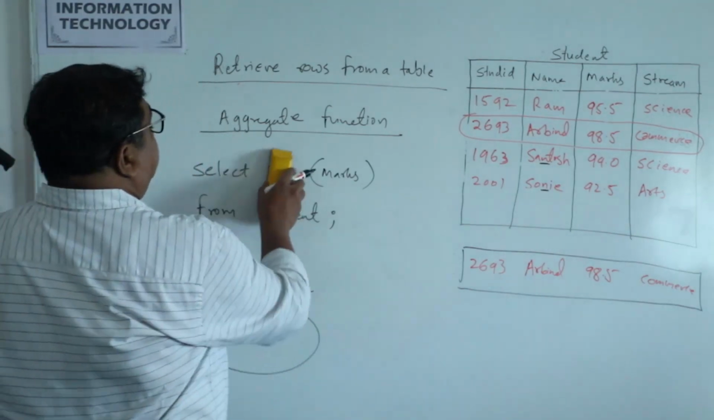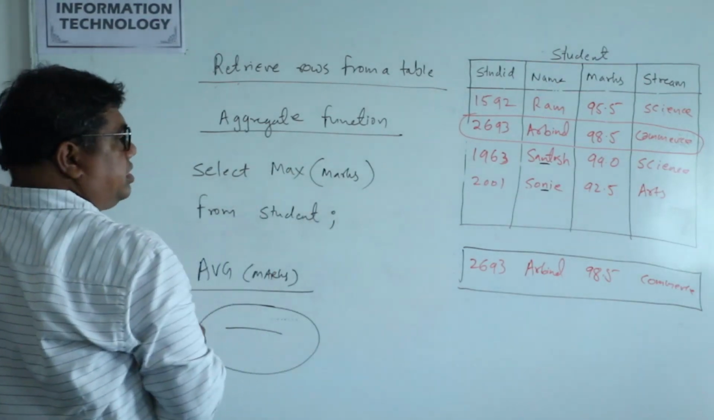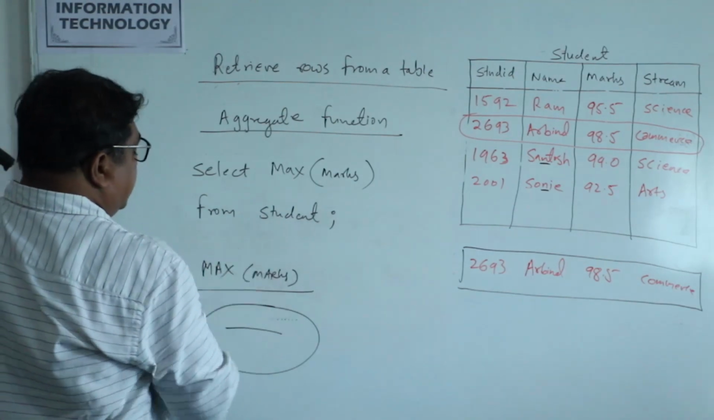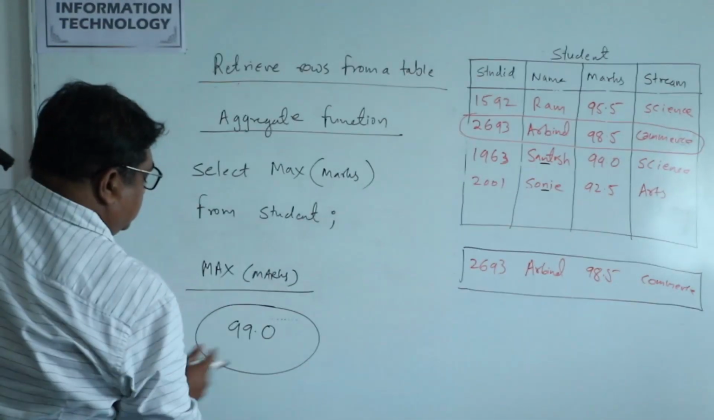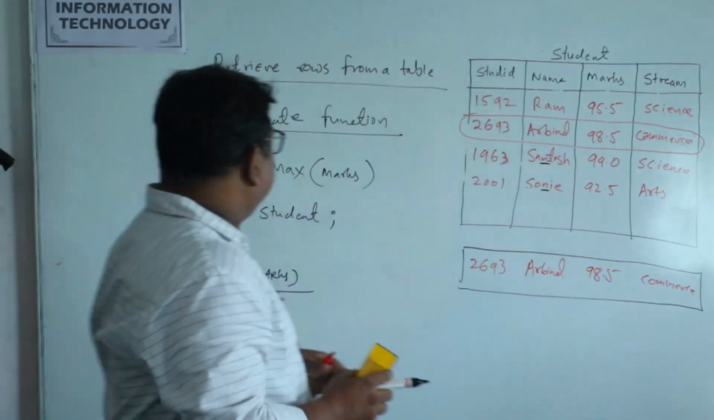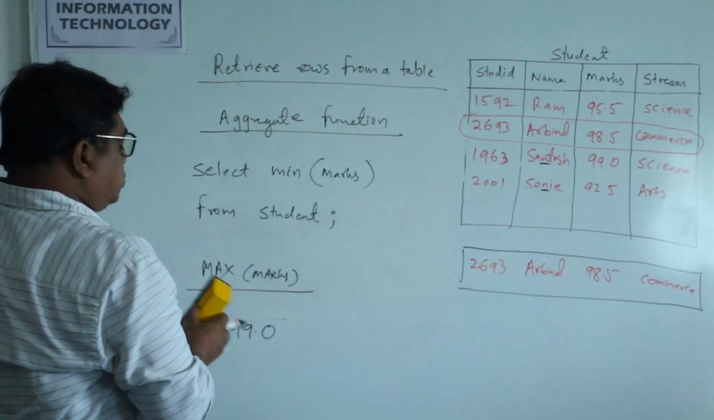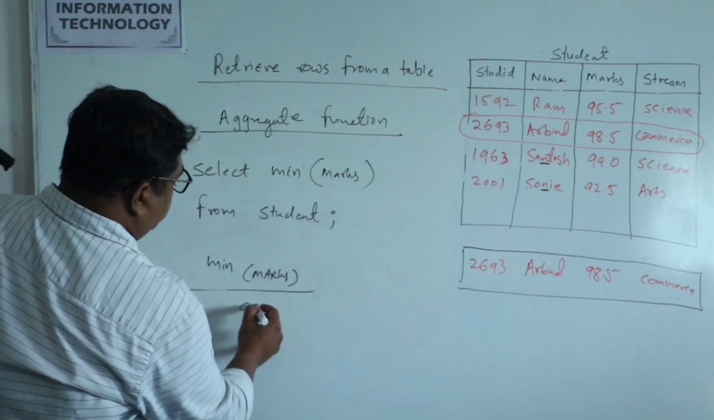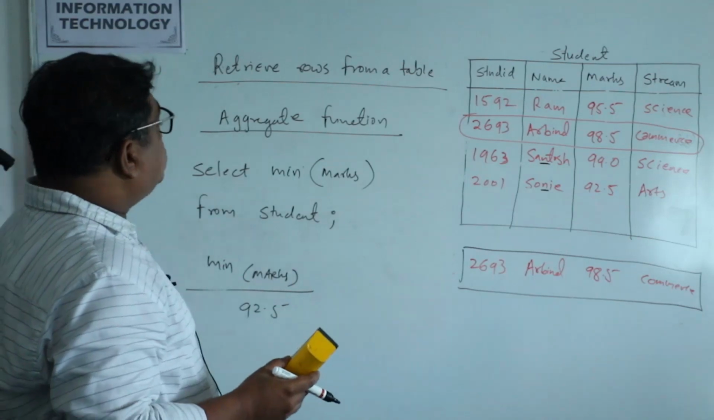Suppose I want to find out the highest mark in the school. So what will I do? I will write max. And what will be the output? Max marks, the output will be, see what is the maximum value here? It is 99.0. It will give the output as 99.0. This is the maximum mark. Suppose I want to find out the minimum marks. So what will I do? I will write min. So it will give the heading as min marks, and the value 92.5. It is the minimum marks.